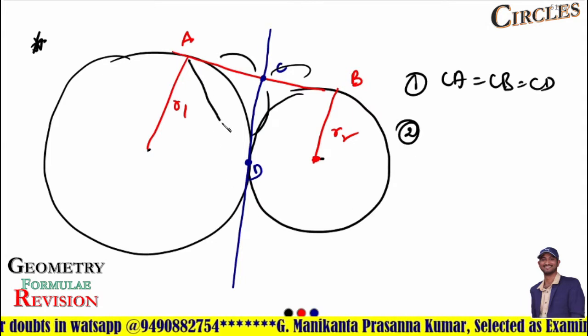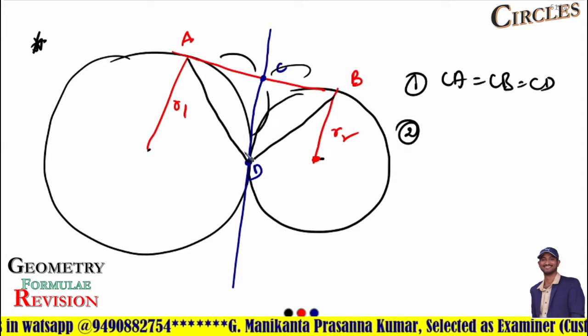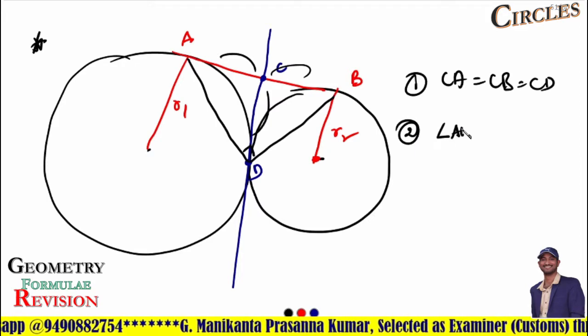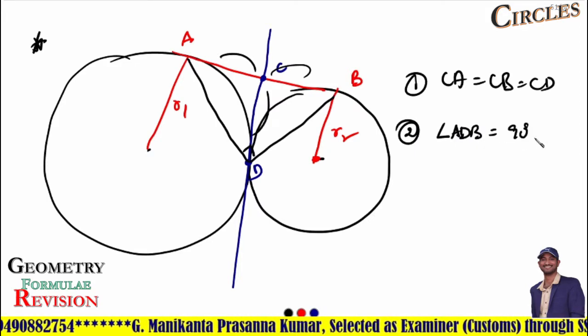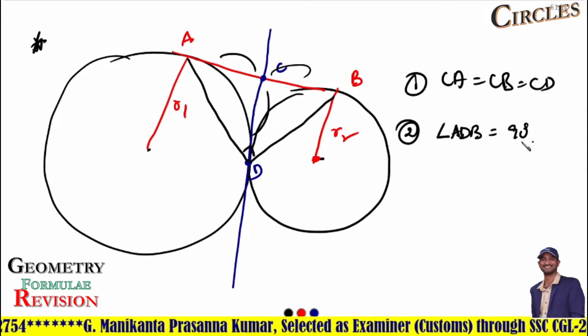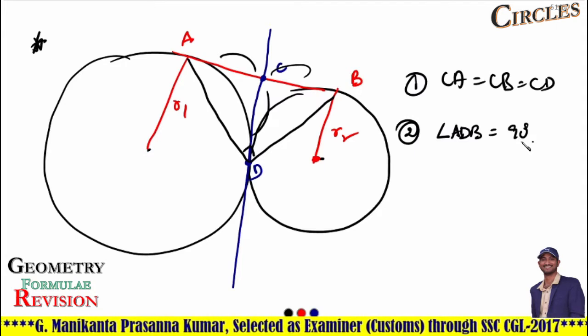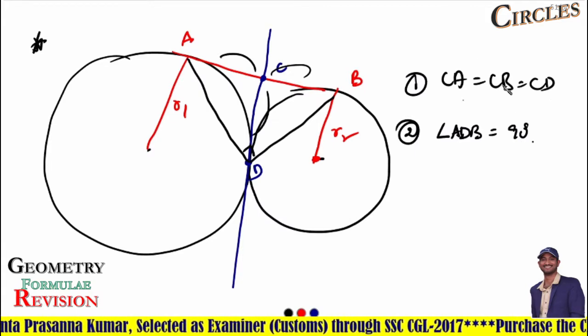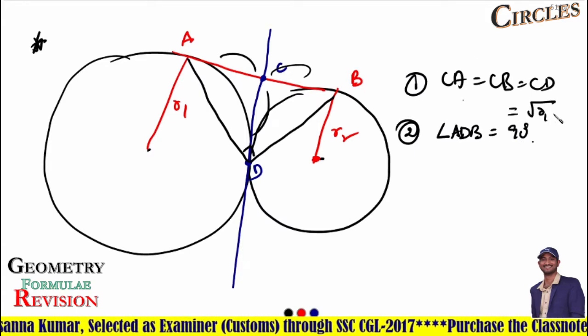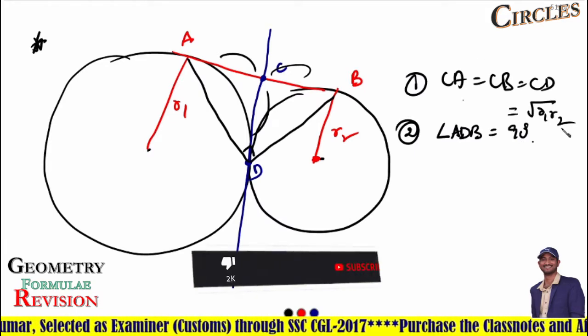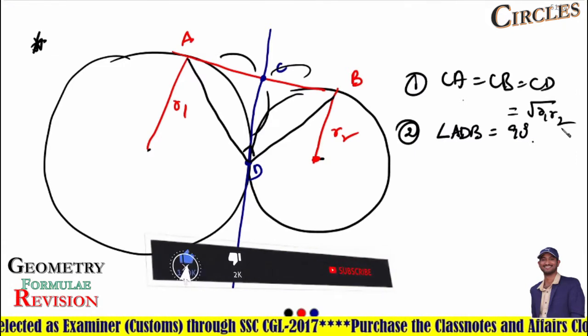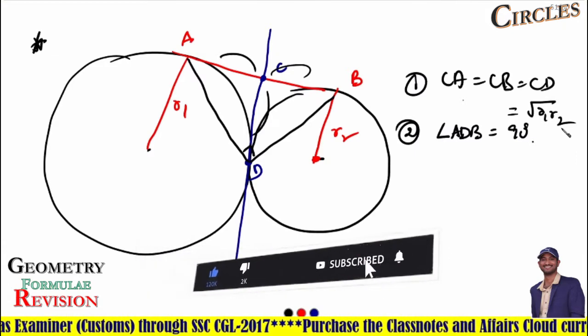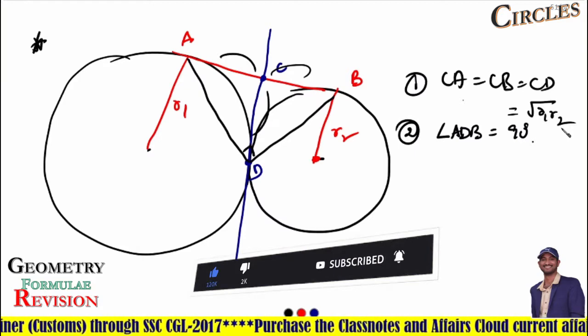Second one, angle ADB is 90 degrees. CA, CB, CD all are equal and equal to root over R1 R2, because the length of AB is 2 root R1 R2. So this is the first important thing you have to learn.